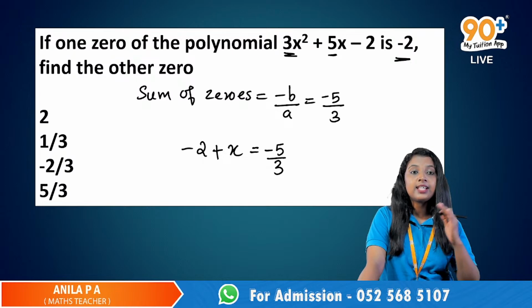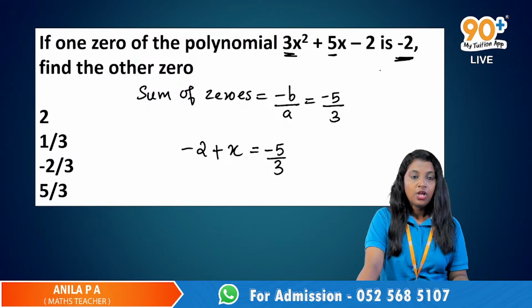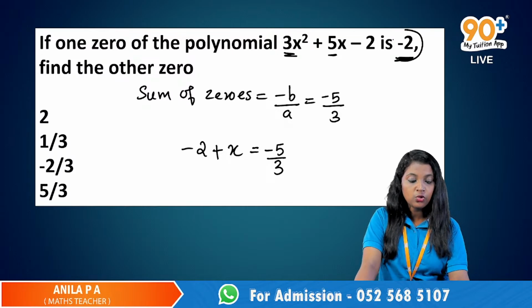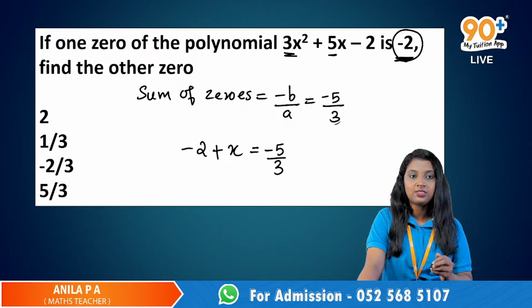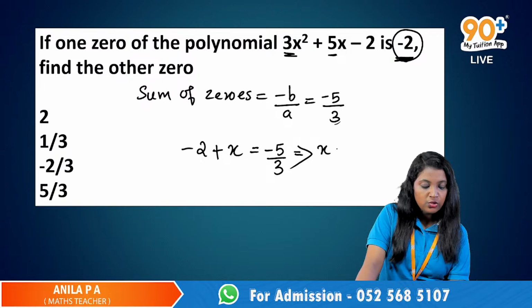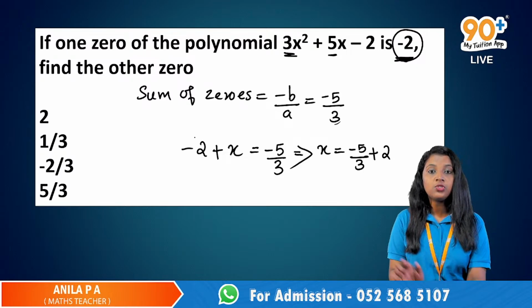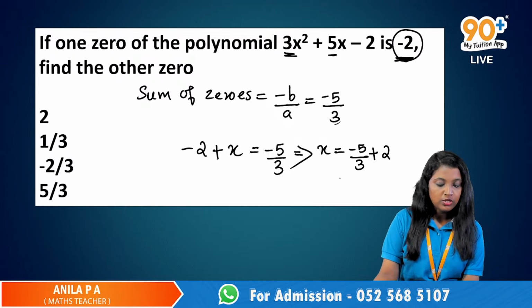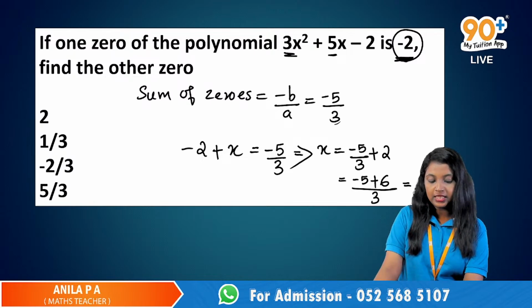That is the relation. Sum of zeros is given as negative b by a, and one zero is given as negative 2. So when we add this negative 2 with the other zero, we must get negative 5 by 3. Then only the condition will be satisfied. So just try to solve this. We will get x is equal to negative 5 by 3 plus 2. We are transposing this one. When we take the negative 2 to the other side, we will get plus 2. So this will be negative 5 plus 2 into 3, which is 6, divided by 3, that is 1 by 3. So 1 by 3 is the correct answer.